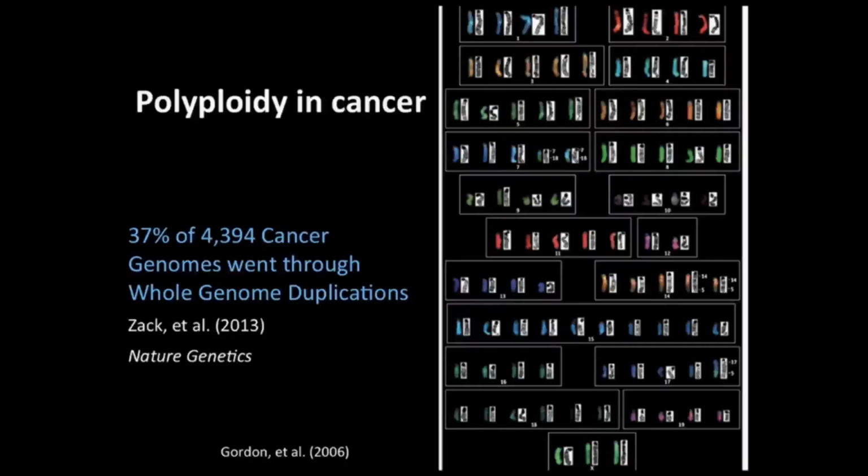Polyploidy is also present in disease, and we now know from sequencing of over 4,000 human tumors that polyploidy is amazingly common. 37% of tumors that have been sequenced have been estimated to undergo at least 1 genome duplication at some point. So polyploidy is thought to actually be a causative or pro-tumor factor in cancer.